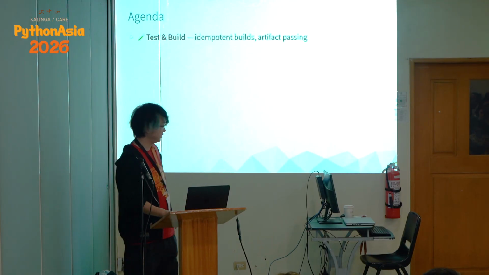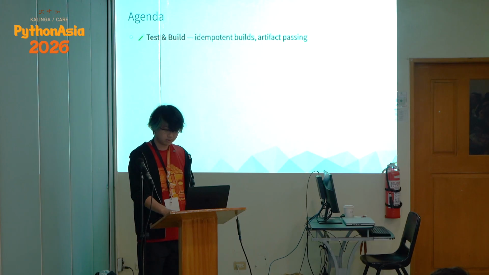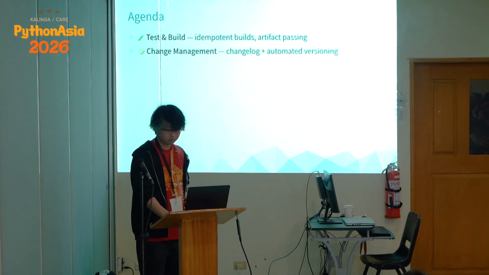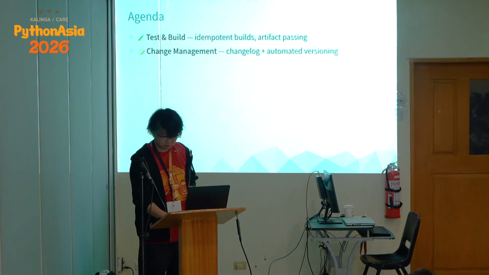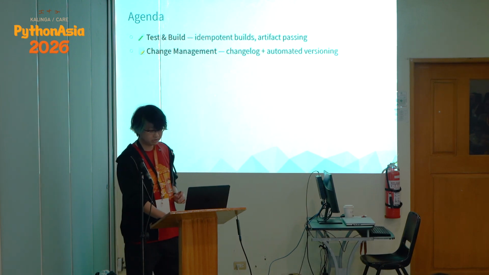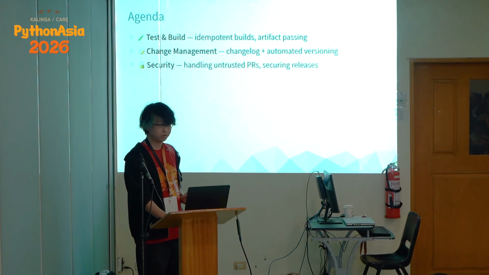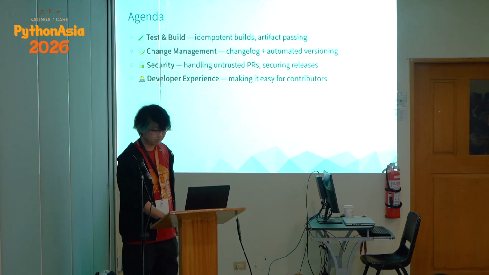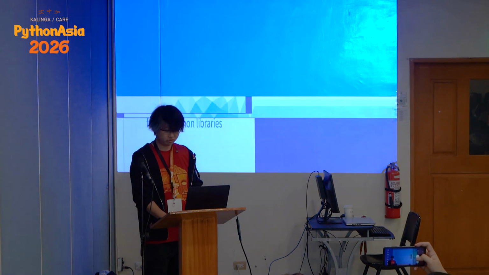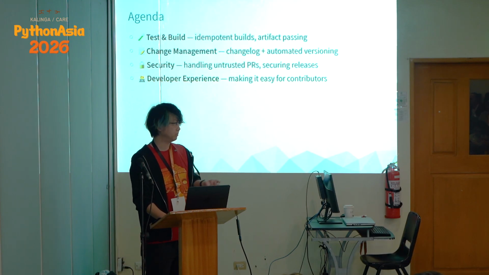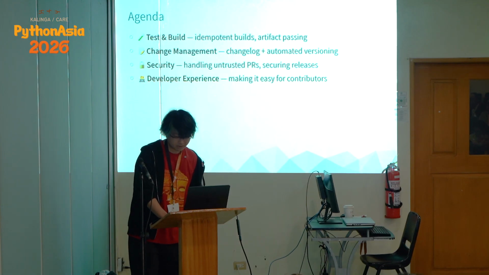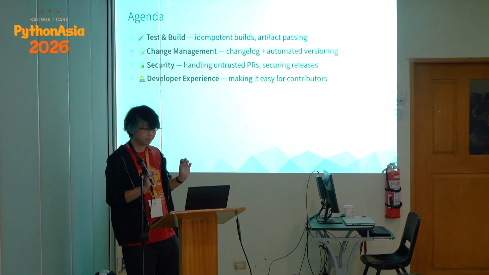So here is the more detailed agenda. We will work through 4 areas. First is testing and building, particularly the idempotent build concept. And then we will go to the next bigger chunk, automating changelog and version bumping together. Next, we are going to take a look at security stuff specific to GitHub Actions as well. And finally, we will take a short look at developer experience improvement. That includes deploying preview wheel packages online or something like that. Again, these are just tips I picked up.